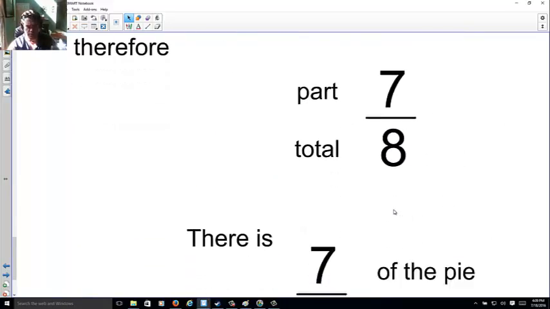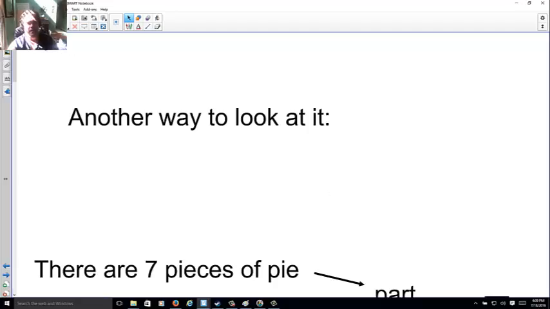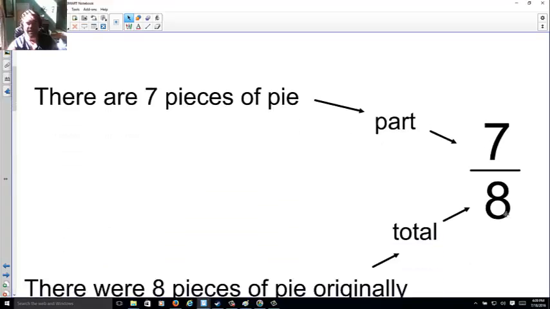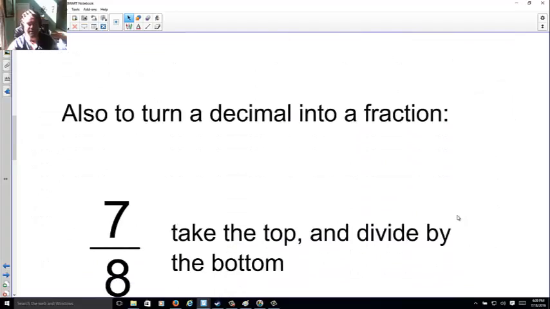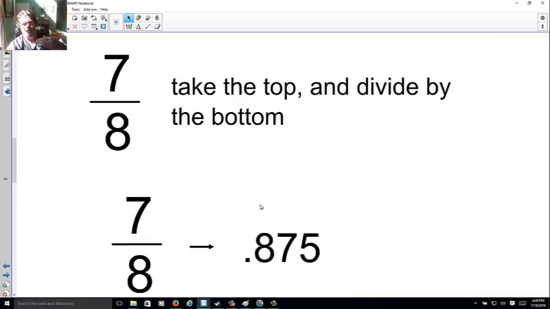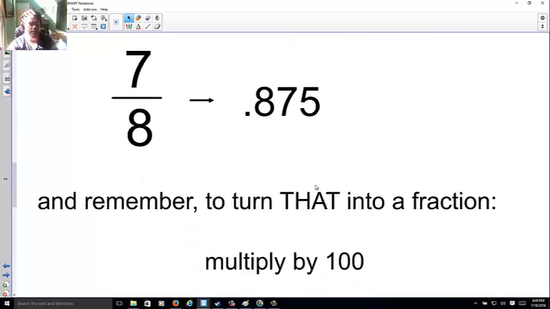Again, a quick spiral review. 7 out of 8, 7/8 of the pizza is left. Another way to look at it, there are 7 parts left, 8 total, so 7 out of 8, no problem. 0.875 is our decimal. So if I wanted to find the decimal, remember top divided by bottom. So you have 0.875 pizza left out of the entire one as a whole.